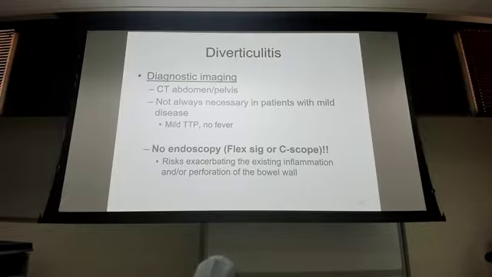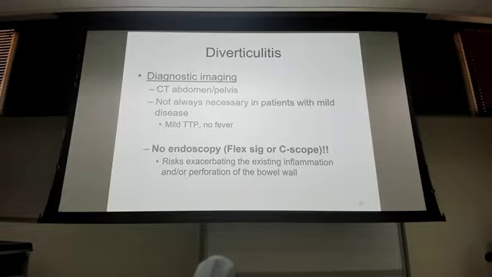Diagnostic imaging, CT scan preferred. Do not do a flex sig or C-scope on an active diverticulitis, because you can make it worse. You aggravate the inflammation, or you might just perf the bowel, and now you have an emergency surgery that was caused by something you did, because standard of care is do not do an endoscopy, either a flex sig or a C-scope, for an active diverticulitis.